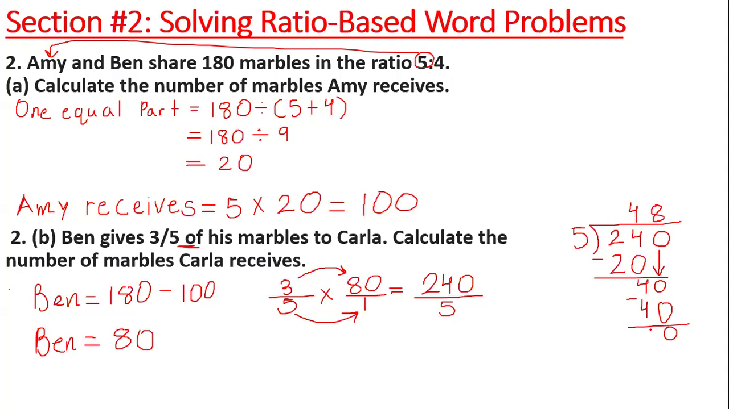I got 48. What did y'all get for your answer? We got 48 marbles. 48. 48. Very good. Okay, excellent. All right, so Carla received 48. Do we understand how I got these two answers?